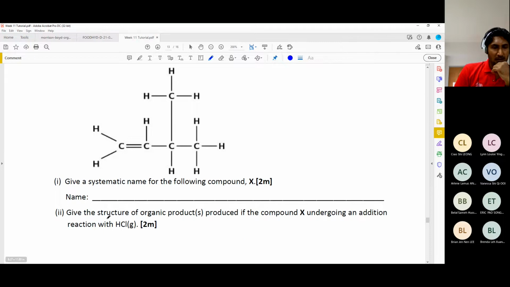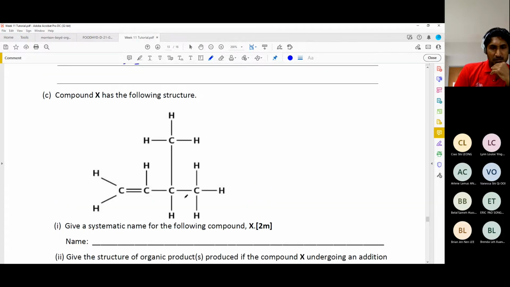Question number 6, name the compound. I'm sure that you know, but let me just go through. We start counting from this side because the unsaturation is here, and 2, 3, 4. There are 4 carbons in that main chain, and it should make methane, ethane, propane, butane, but because there's unsaturation, butane becomes butene. But-1-ene to be precise, or 1-butene as well.